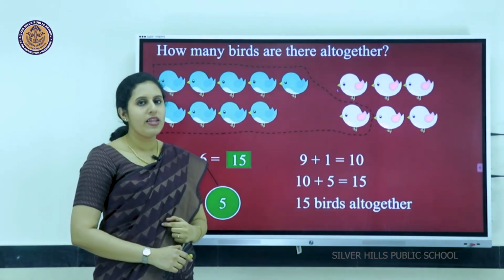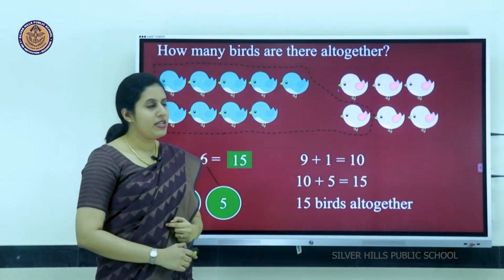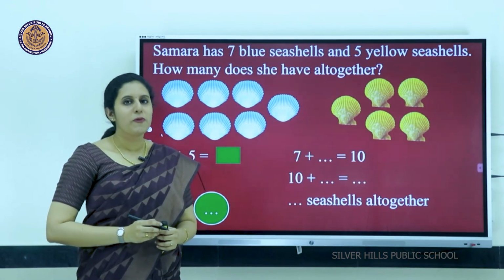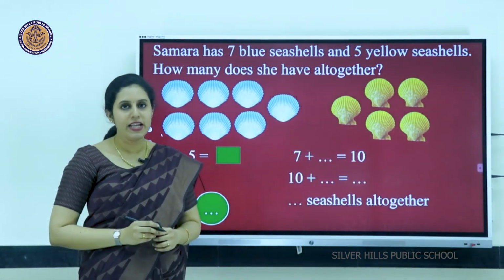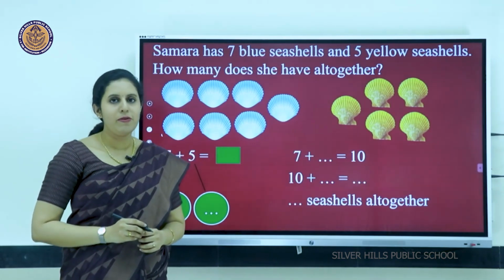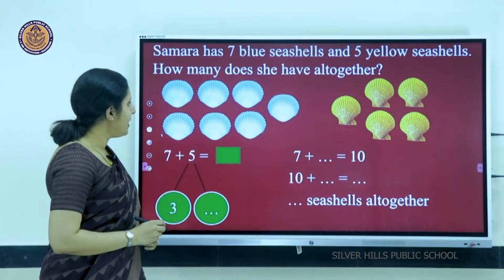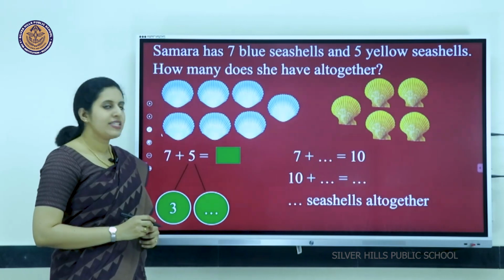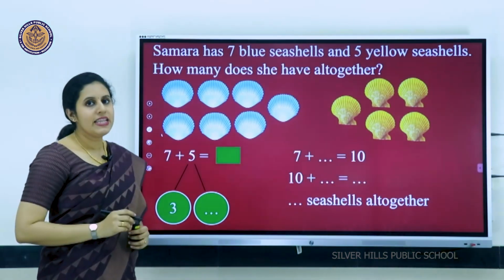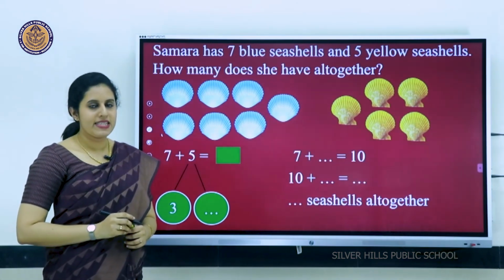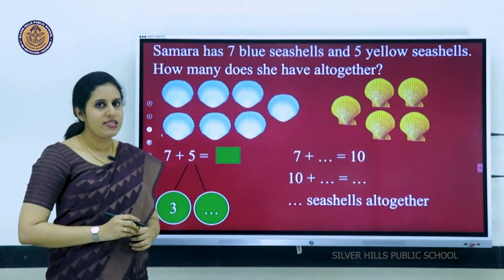I hope now that this method is clear to everyone. Let's see one more problem of the type where we have to make a group of 10 to find the total number of objects. So in this particular problem, as you can see, you are expected to complete the answer by filling in the blanks. Let's see how that is done.